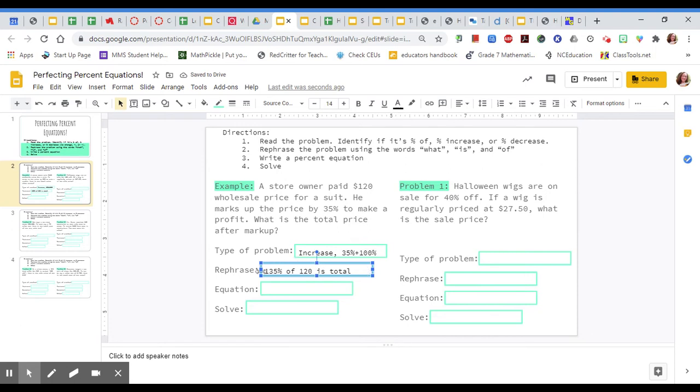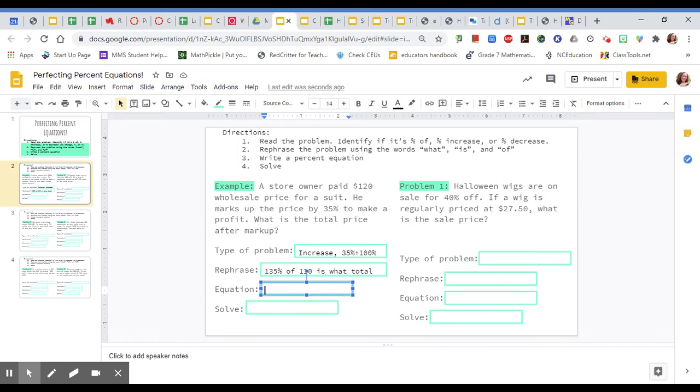All right, so now I've reworded it. You can see that I've used words like of, is. I didn't use the word what, but that's what total is representing, so I could say of what total. Now I'm ready to convert this rephrasing into my percent equation. In a percent equation, when I have a percent, I need to convert it to its decimal form. We do that by dividing by 100.